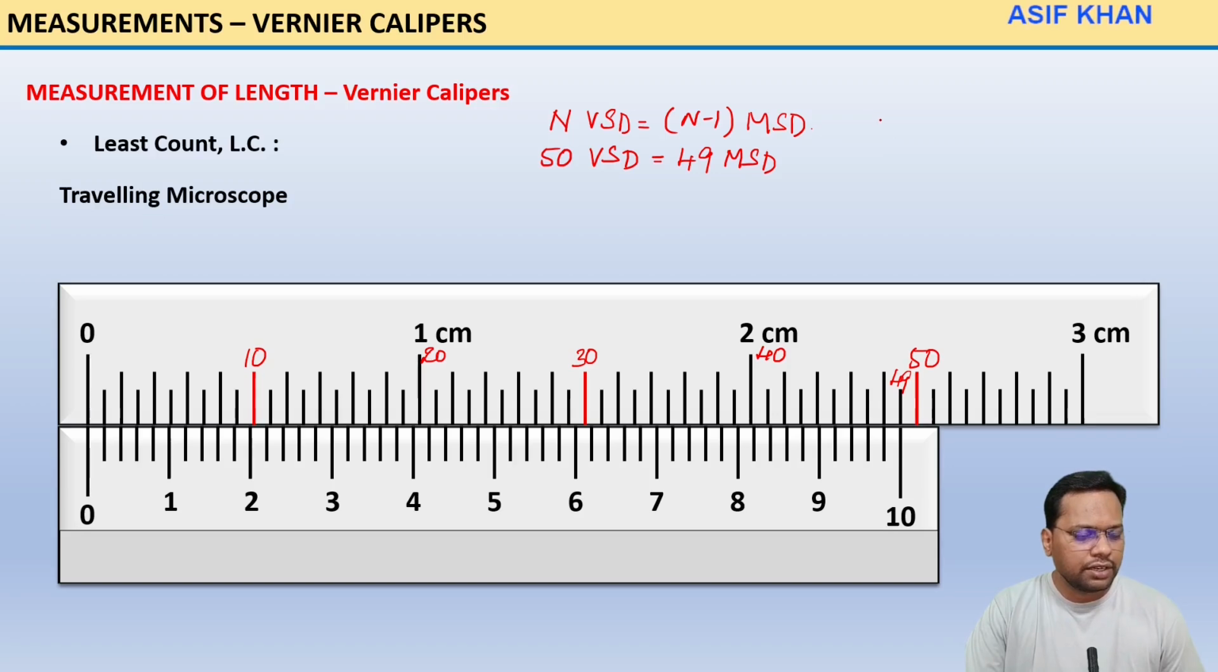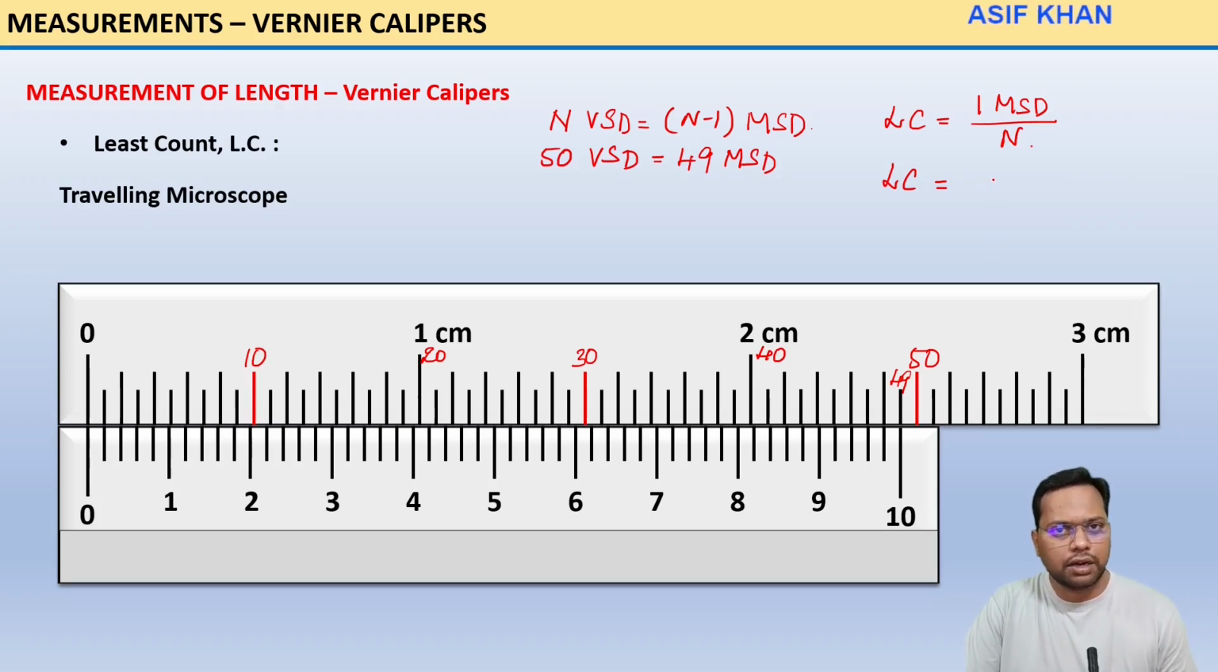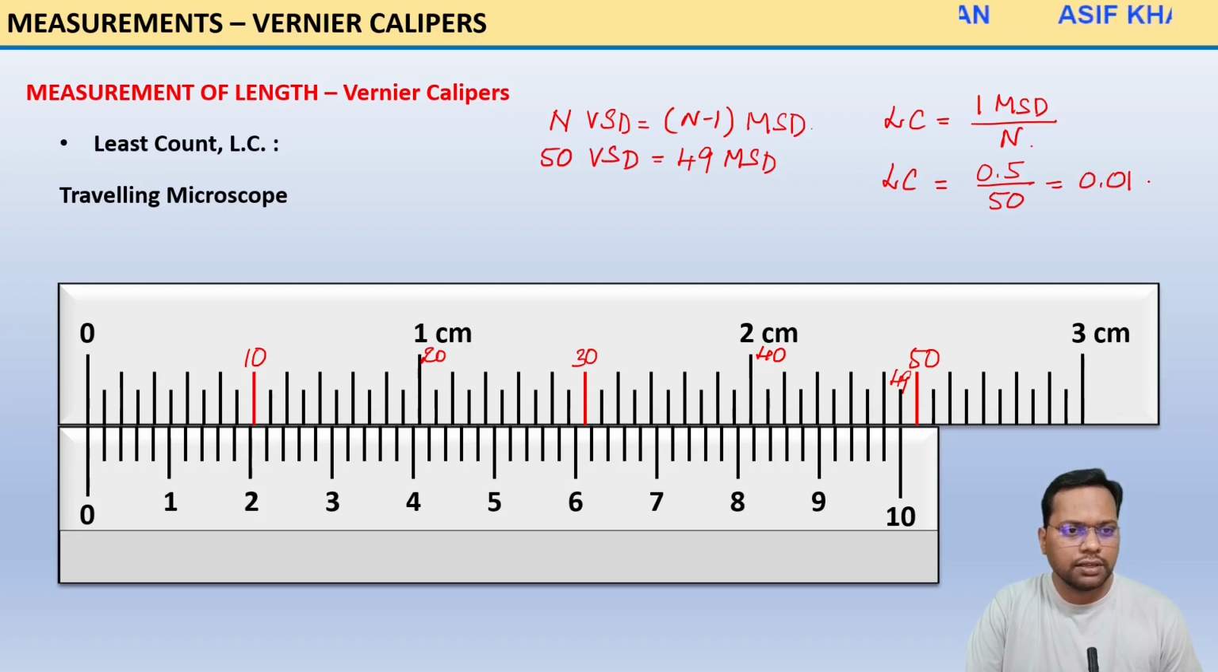And we calculate the least count. The least count formula is: least count is equal to 1 main scale division divided by the total number of Vernier scale divisions. So here we substitute the values. Since 1 centimeter is divided into 20 parts, each division will be 0.5 mm. Therefore, 0.5 mm, which is 1 main scale division, divided by 50, the number of divisions on the Vernier scale. This is equal to 0.01 millimeter.